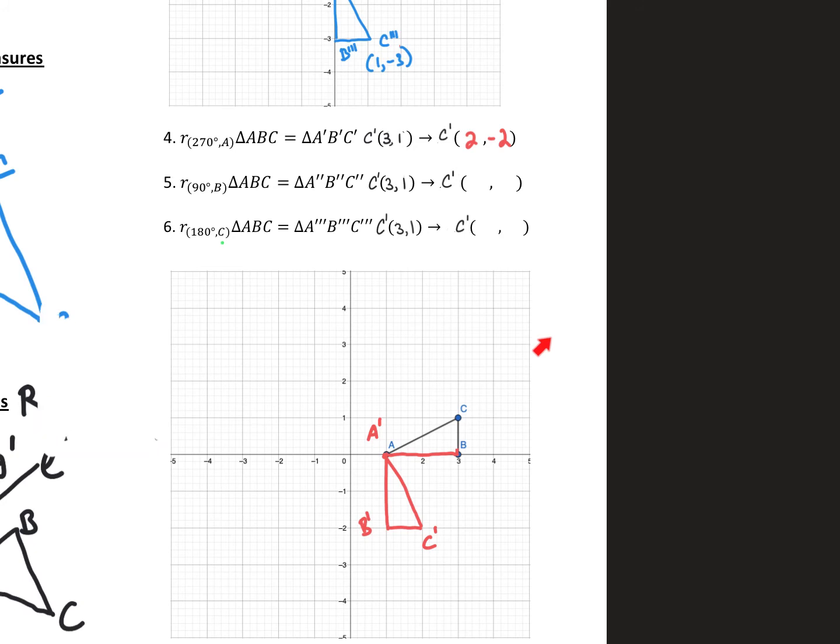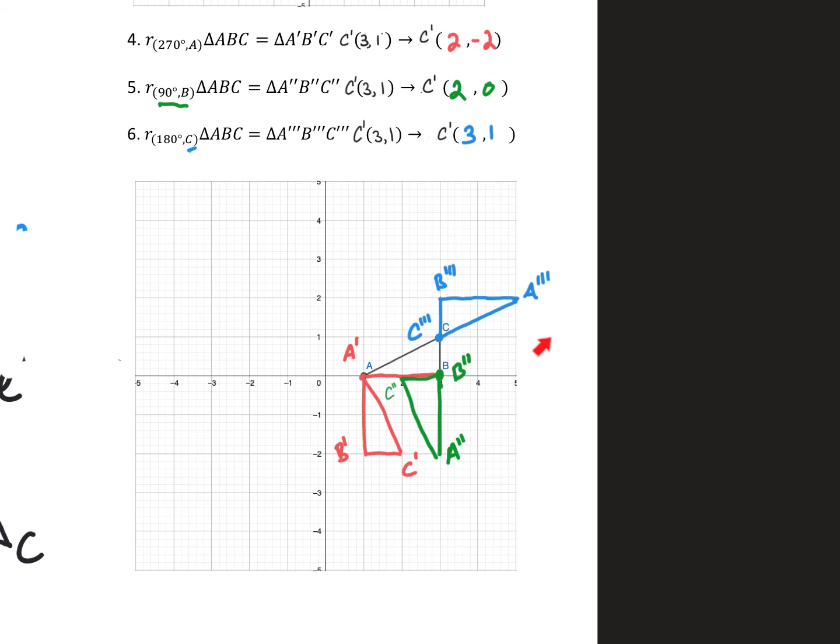Okay, give these next two a try. See if you can eyeball this one. So we're going around B, 90 degrees. Remember, we always go in the counterclockwise direction, so this way. B's not going to move, the rest of it is going to move around it. And then we're going around C, 180 degrees, so C up here. Pause the video and try to perform these rotations. It's okay if you mess up, just see if you can come up with them.